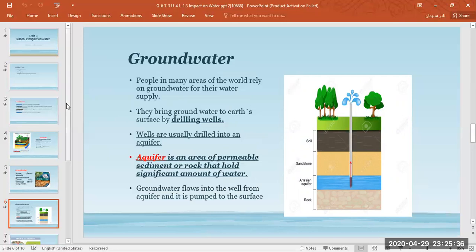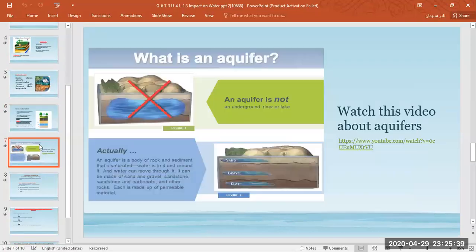So an aquifer is not a lake under the ground. It is a layer of sediments that contains the groundwater. An aquifer is a body of rock and sediment that is saturated with water, and water can move through it. As we said, it is permeable, meaning water can move through it. It can be made of sand and gravel, sandstone, carbonate sediments, and other rocks. Each is made up of permeable material.